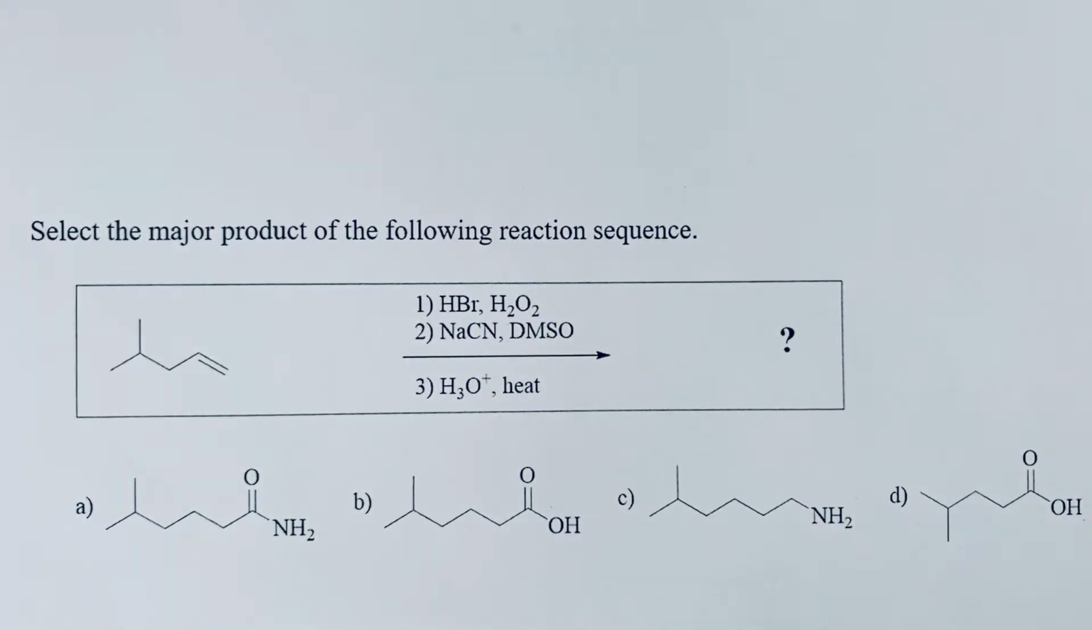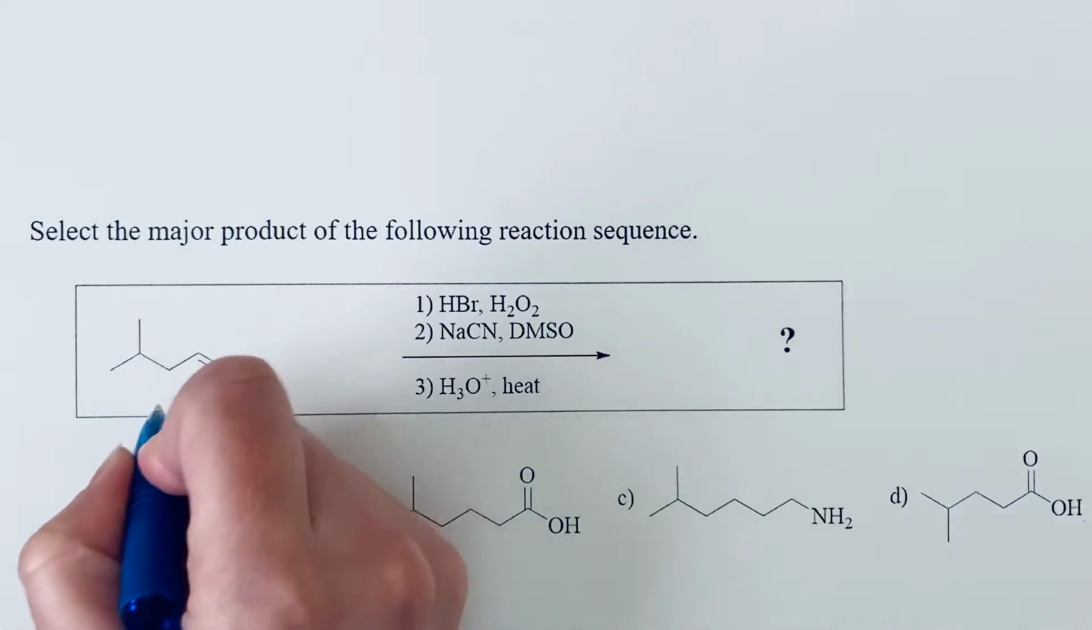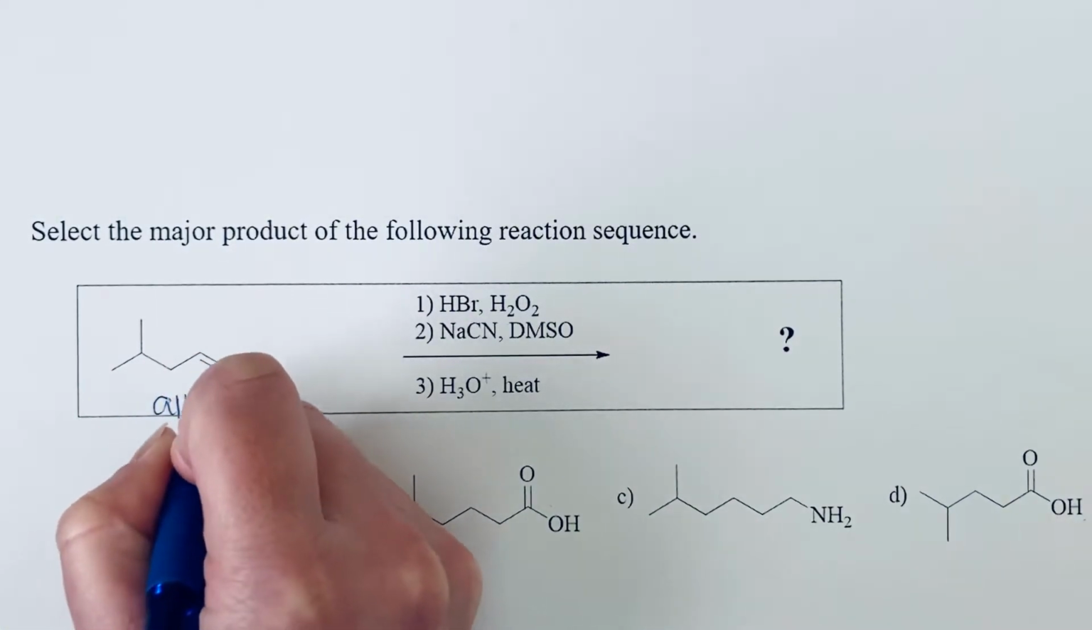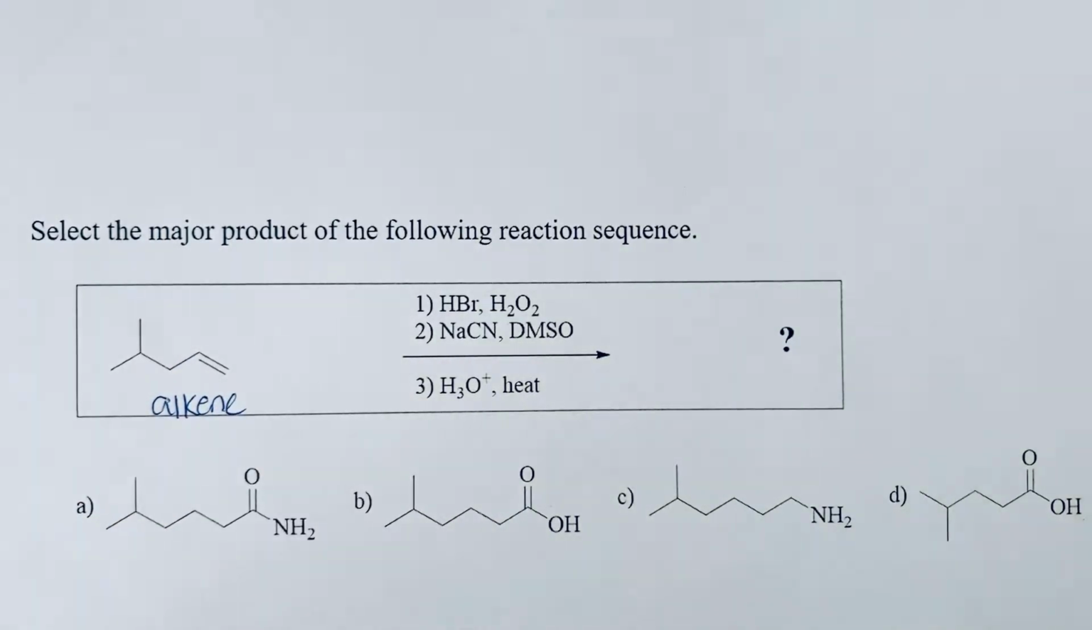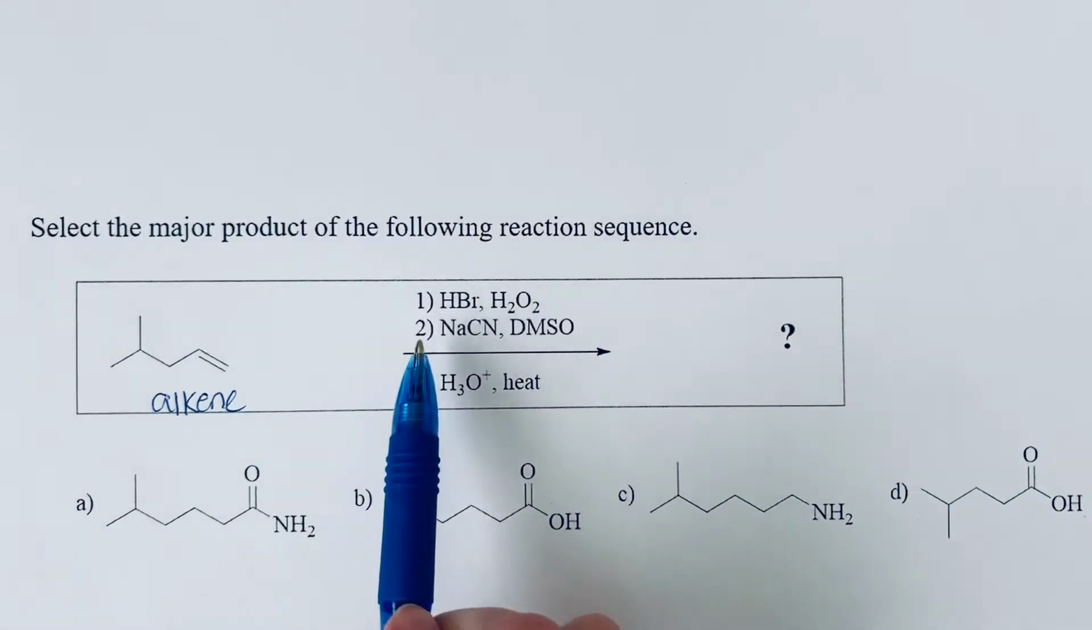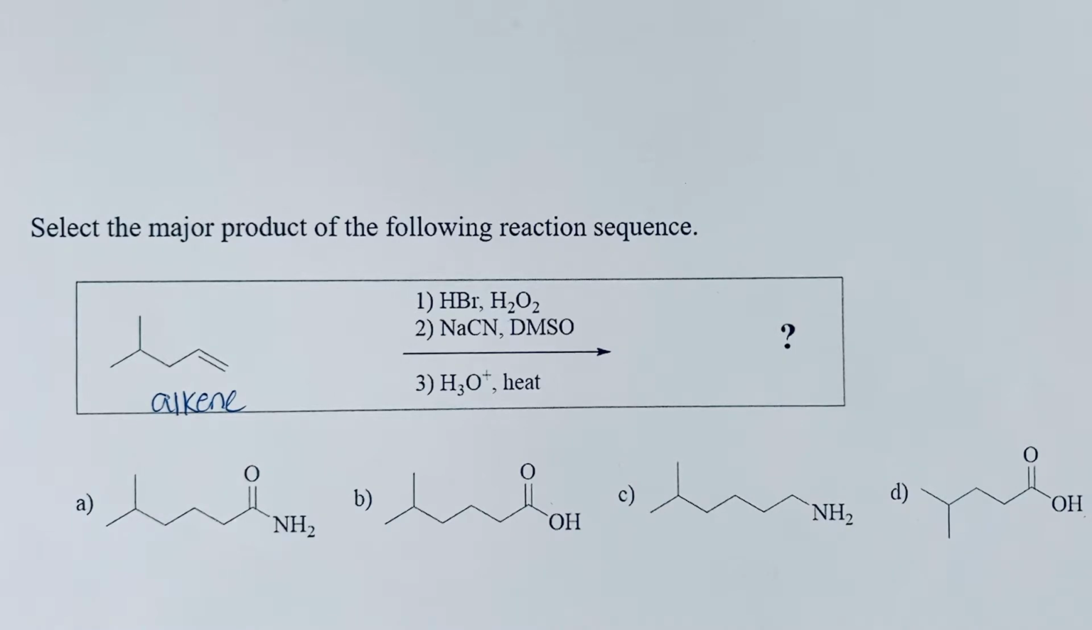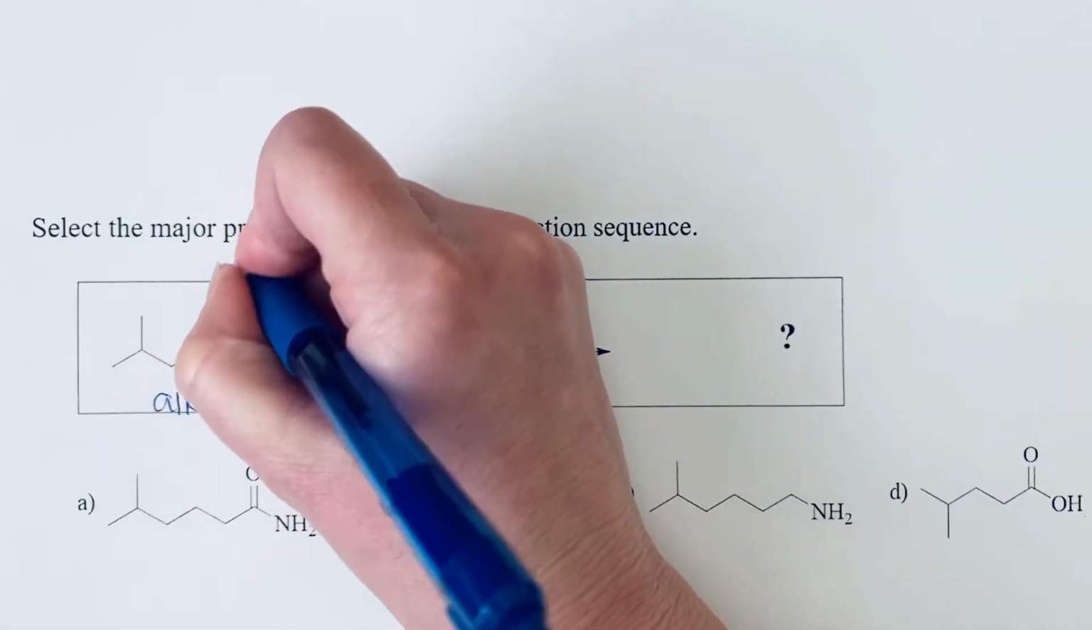Select the major product of the following reaction sequence. So we have a starting material, which is an alkene. It's got that carbon-carbon double bond. And then we've got three different steps. So what we want to do to get to the product is take this step by step and see what it is that we are doing.